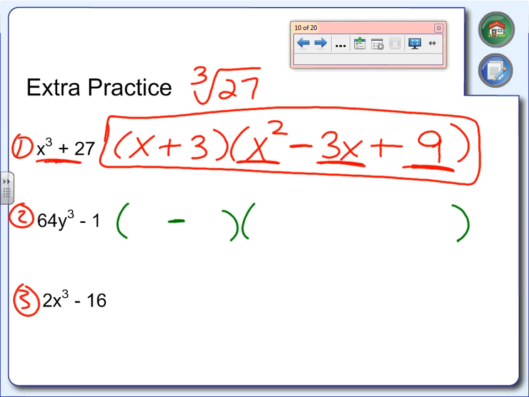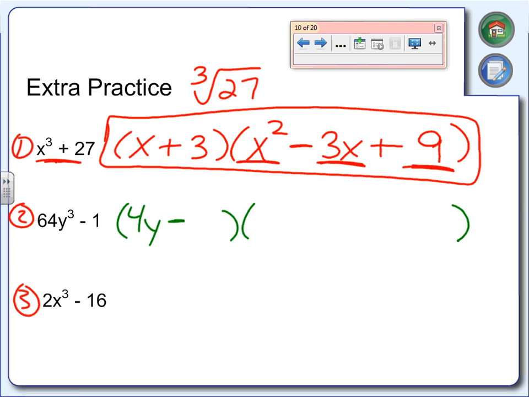I need to figure out what is the cube root of 64y to the 3rd power. Now I just showed you how to use your calculator to find cube roots. So find me the cube root of 64. Put that in your calculator if you don't know off the top of your head. All right? 4. But we're also taking the cube root of the y to the 3rd. And the cube root of y to the 3rd is a y. So there's your first term.